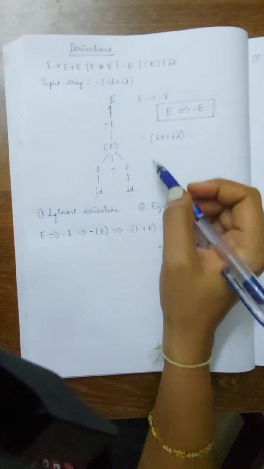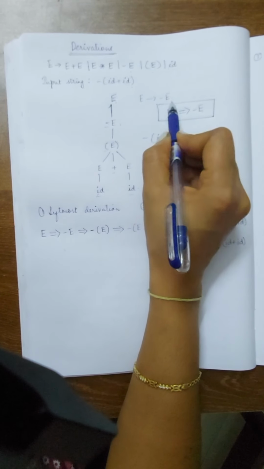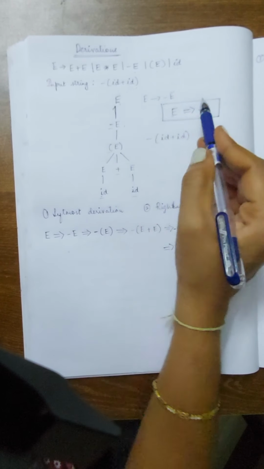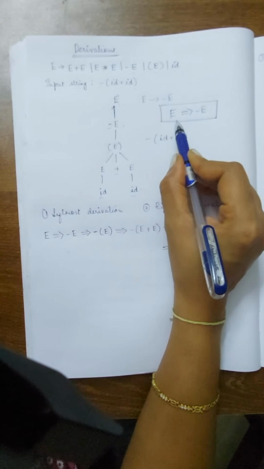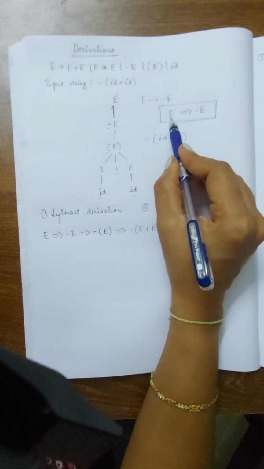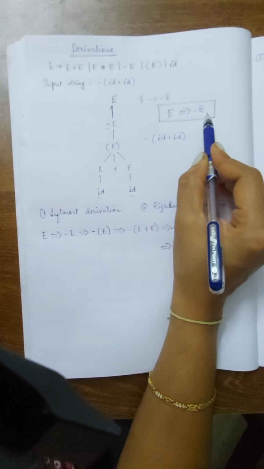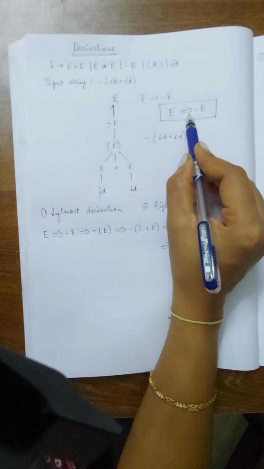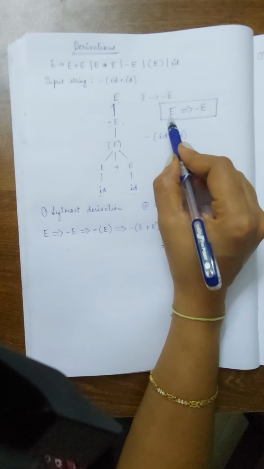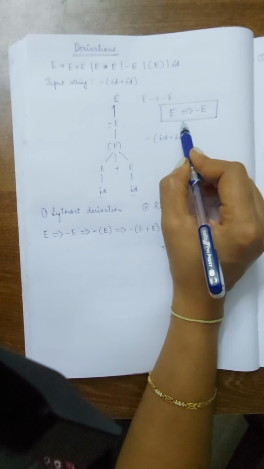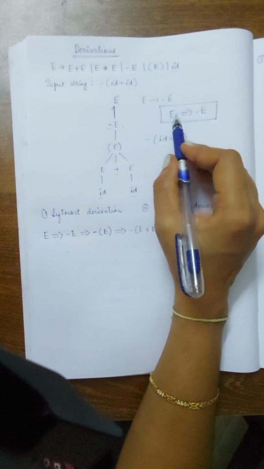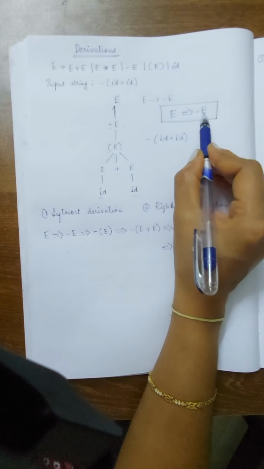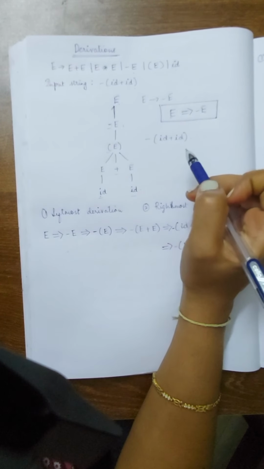So for this production, where E is minus E, in the derivational view we write it as E derives minus E. The symbol used is an equal sign followed by an arrow mark. So over here the meaning of this form is E derives minus E, which can also be told as E derives minus E in one step.